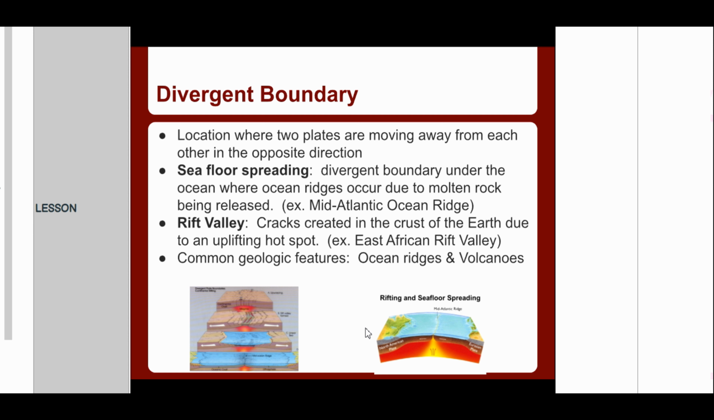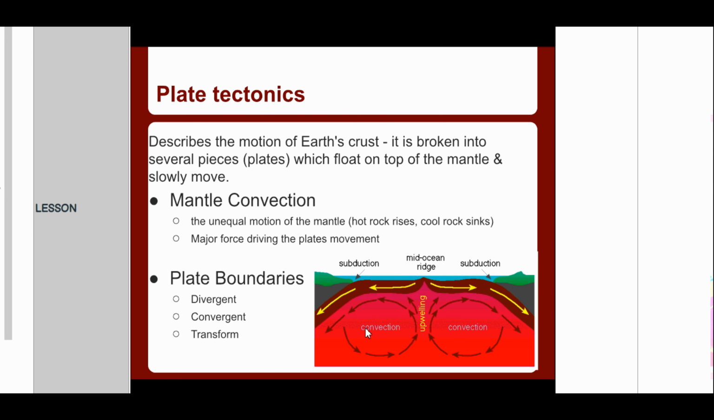Divergent is first. Divergent, if you're not sure what that means, it means moving away. So two plates are going to be moving away from each other. It's the middle of this picture here where those two plates are, the convection is coming up and then moving out away from each other. So you have this spot right here where it gets pushed up from the convection going up, but then it moves out away in each direction. So this is going to be your divergent boundary.